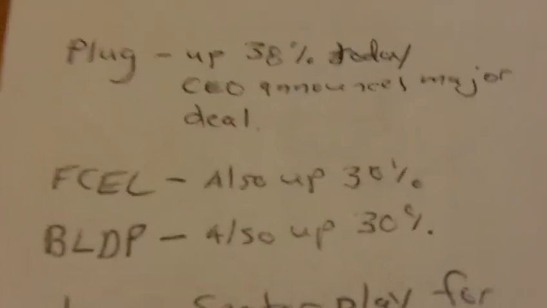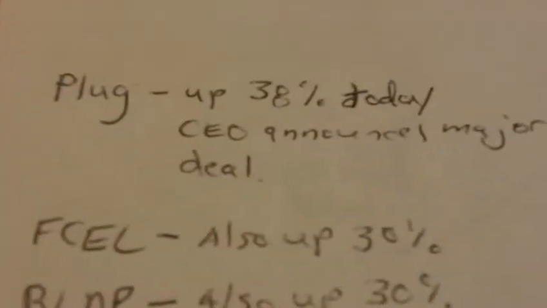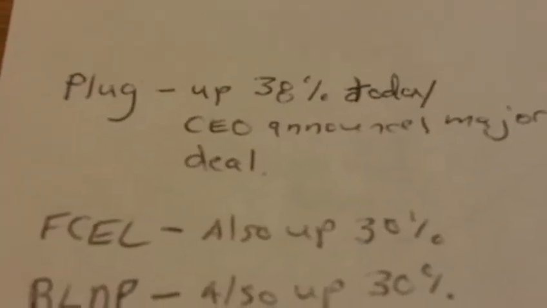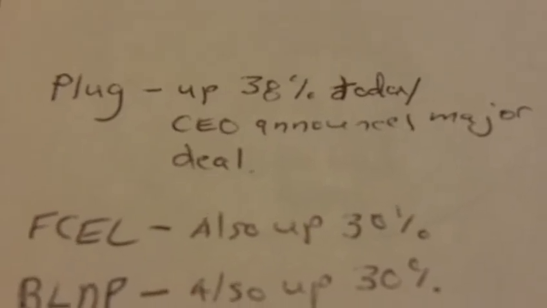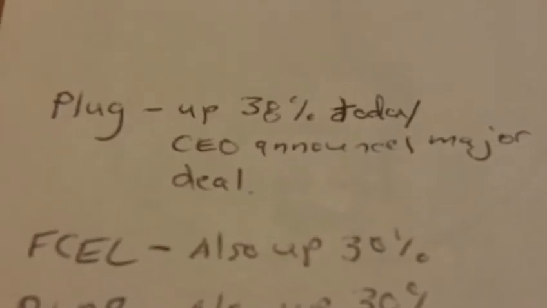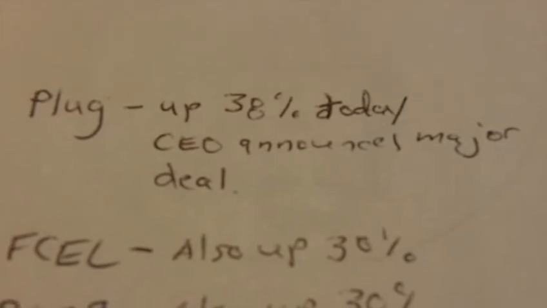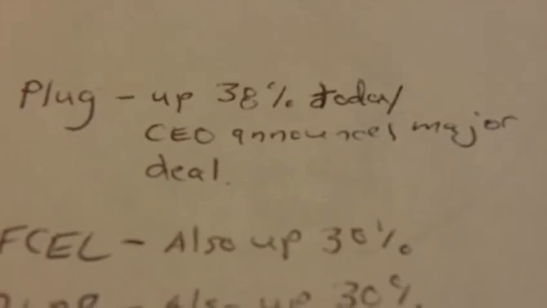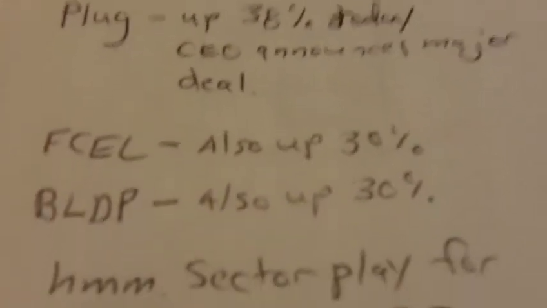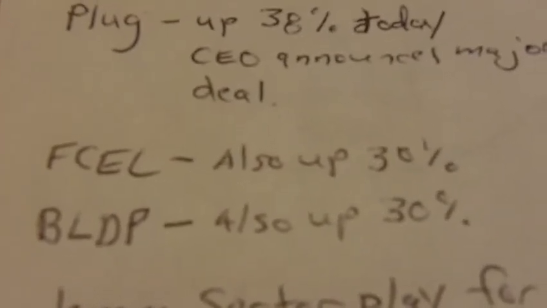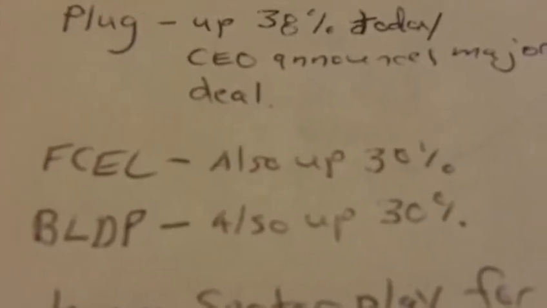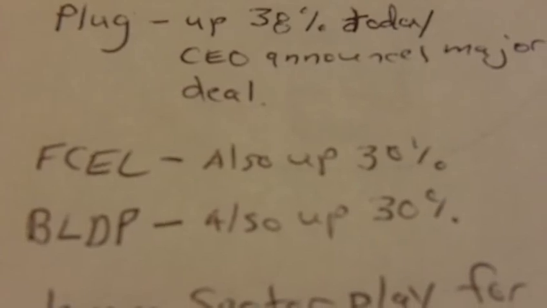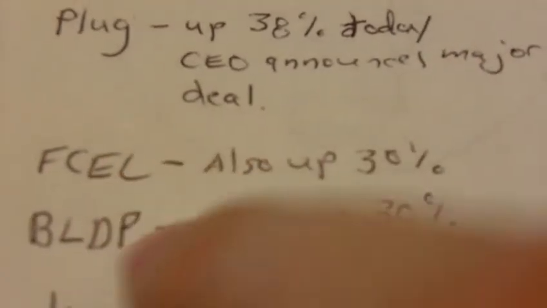Here's another good one that has a fake out. You really have to read into this. So Plug Power today, it's up 38%. Spiked after the CEO said they're announcing a major deal with a global automaker in 2 to 3 weeks. So the stock's up 38% today, and then two other companies are also up. Okay, Fuel Cell and Ballard Power Systems. They're both up 30 and 30% respectively.